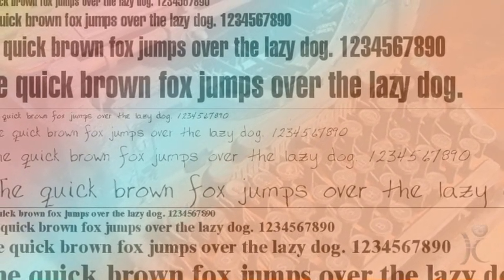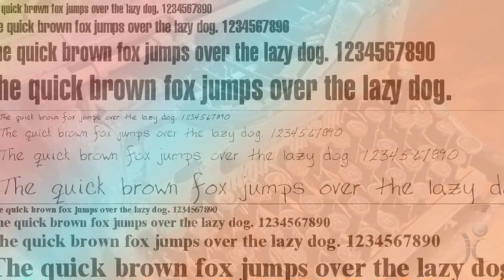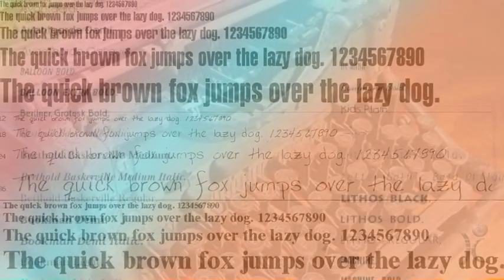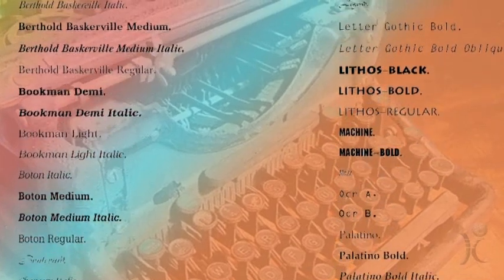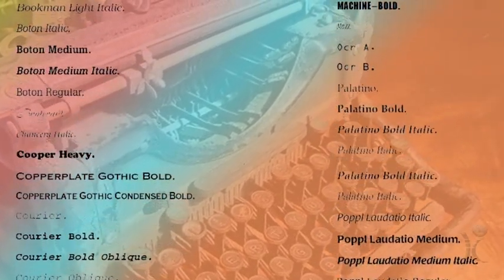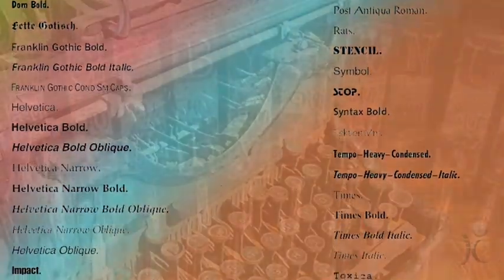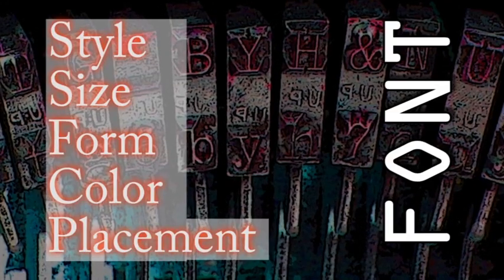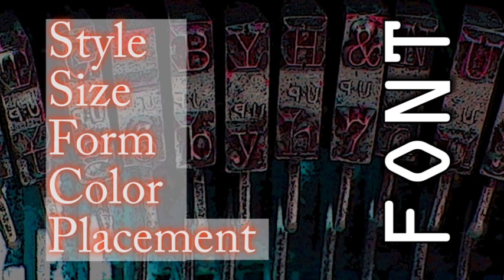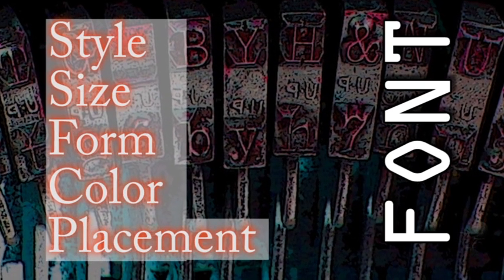Okay, so there's a bewildering variety of letter forms available to us. And the cool thing is that each one has its own personality. Let's take a look at font characteristics with hopes of using this information to help us design a good map. Choices in style, size, form, color, and placement are key in the design of a legible and organized map.